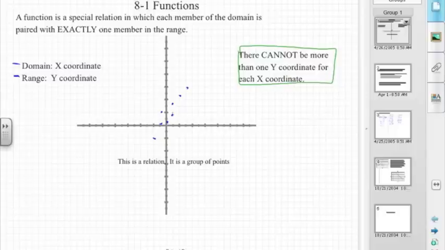Now, in the center of the slide, we have several blue dots on a graph, just random dots on a graph. These dots form a relation. It's a group of points. Sometimes we're interested in 3 of them. Sometimes we're interested in all of them. Either way, they are a group of points and they form a relation. So the technical definition of a function is a special relation in which each member of the domain is paired with exactly one member in the range.